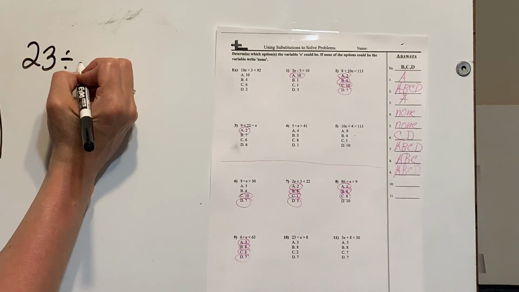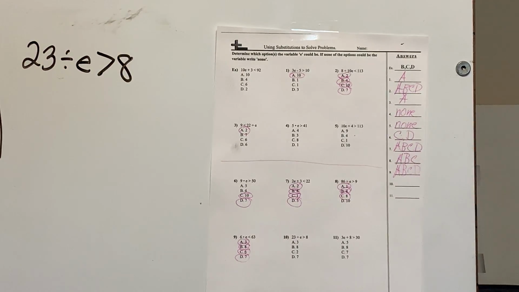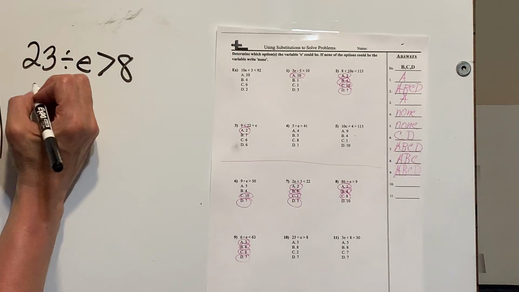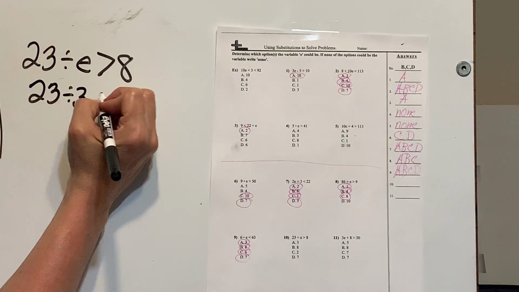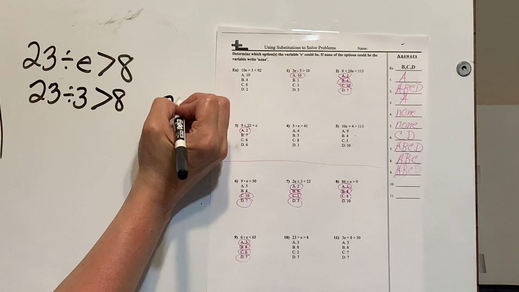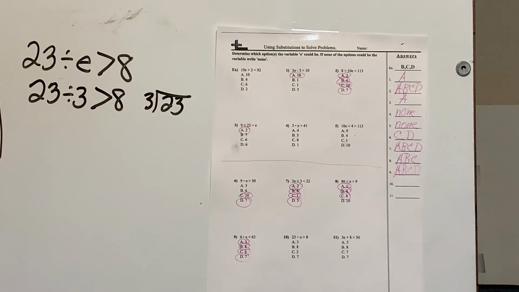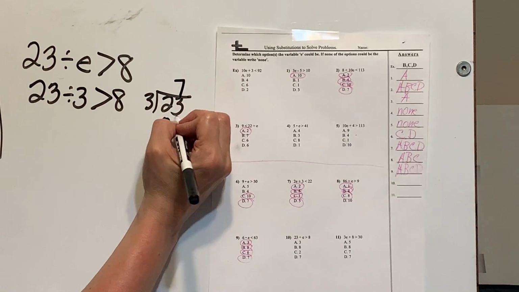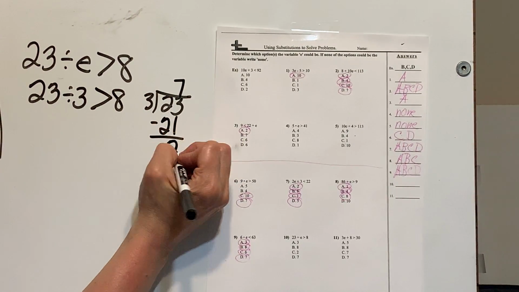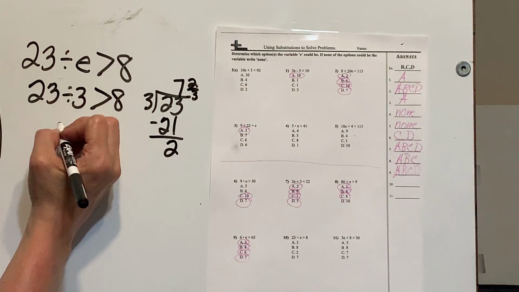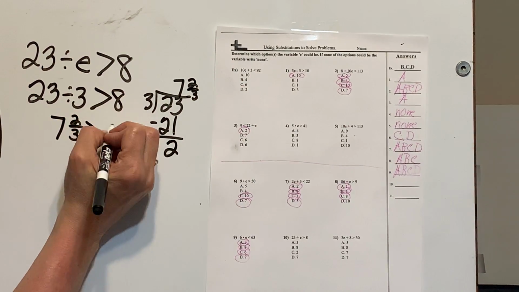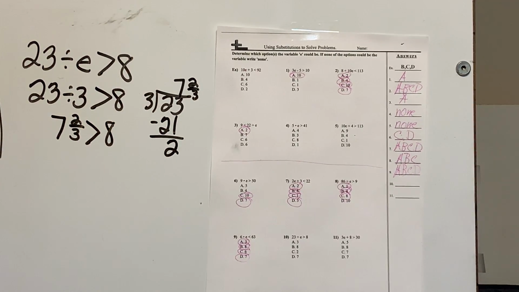All right, number 10. 23 divided by E is greater than 8. So the first number to plug in is 3. 23 divided by 3 is greater than 8. Well, if I count by threes, I don't want to go over. So 3, 6, 9, 12, 15, 18, 21. So that's 7 threes. And if I go one more, that would be 24, which would be too many. So I've got 7 threes, which is 21. 23 minus 21 is 2. So that would be 7 2/3. So 7 2/3 is greater than 8? No, it's not. So 3 does not work.